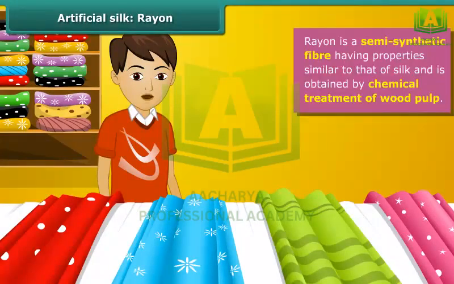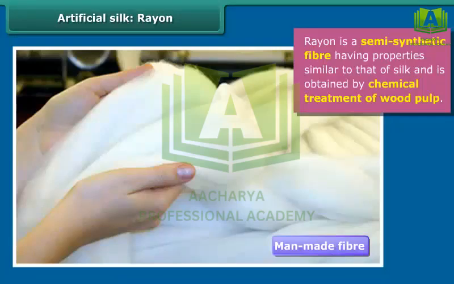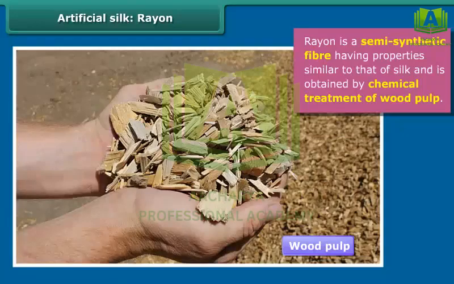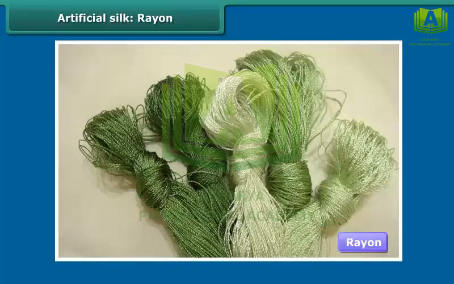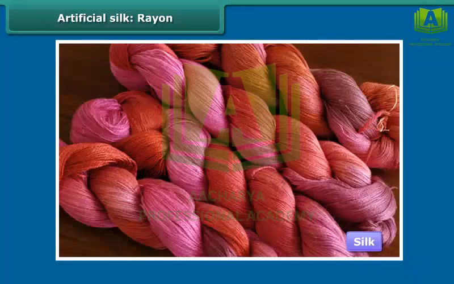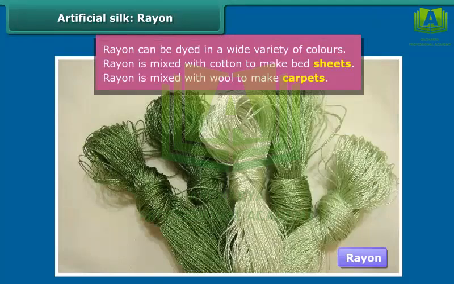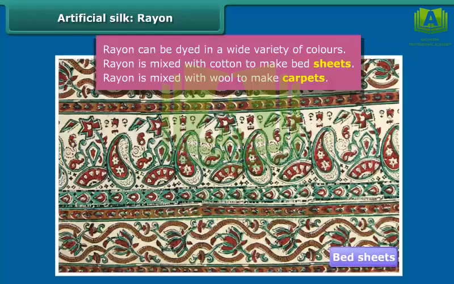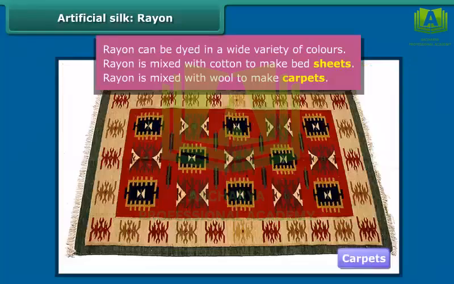Do you know that rayon is a semi-synthetic fiber having properties similar to that of silk? Can you guess why it is called a semi-synthetic fiber? It is a man-made fiber obtained by chemical processing of wood pulp, which is a natural resource. Do you know that rayon is also known as artificial silk? It is cheaper than silk but resembles it. It can be woven like silk fibers and dyed in a wide variety of colors. Rayon can also be mixed with cotton to make bed sheets or mixed with wool to make carpets.